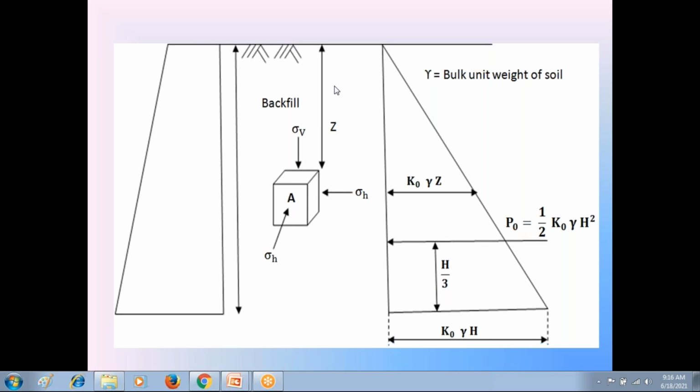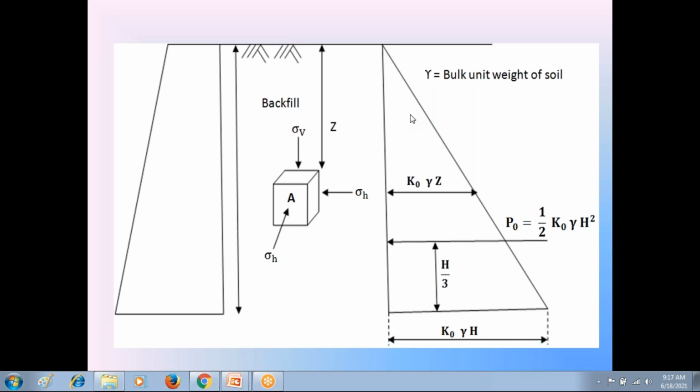Okay, coming to this at rest horizontal earth pressure. In this discussion, we consider the backfill soil is in partially saturated condition, but sometimes the backfill soil in the at rest condition is totally saturated, especially in the rainy seasons. The entire backfill behind the retaining wall is totally in the saturated condition.